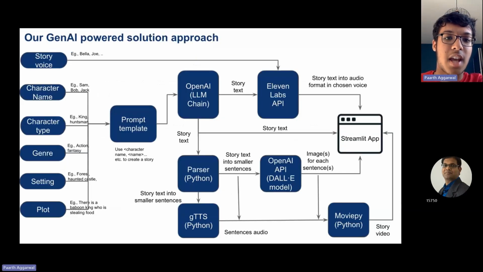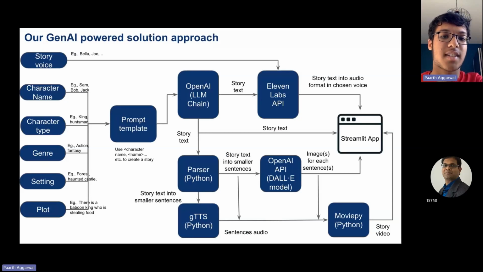Our solution is a Gen AI powered app developed using Streamlit and Python. Large language models, Gen AI APIs such as OpenAI and 11 Labs have been used. The OpenAI API processes input parameters like the initial plot and genre, uses a prompt template, and generates a new story in text. Based on the selection of the story narrator voice, the story text is run through the 11 Labs API, which helps to narrate the entire story in a chosen voice.